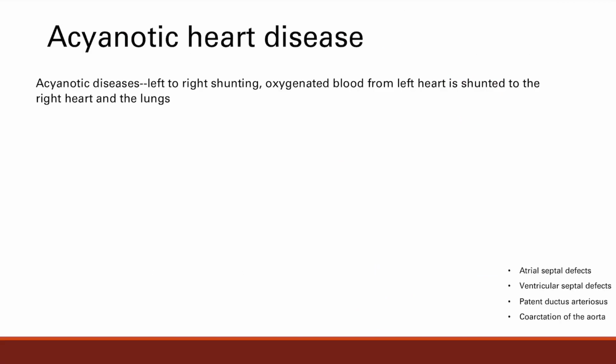Next, we're going to go into acyanotic heart lesions. So remember we discussed this. This was due to left to right heart shunting. So oxygenated blood going from the left heart is shunted to the right heart and to the lungs.